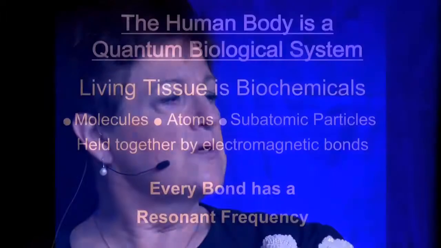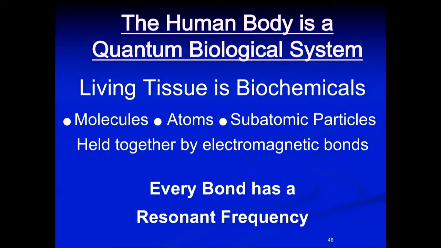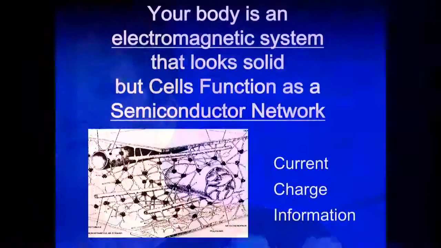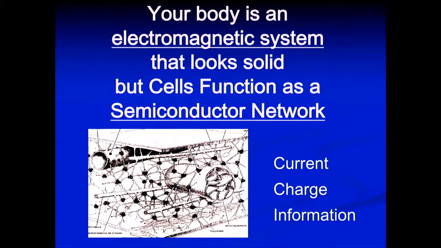We went over this yesterday. Your body is a quantum biological system. Living tissues are biochemicals that are held together by electromagnetic bonds, and every bond has a frequency at which it resonates, okay? Every bond has a resonant frequency. So your body is an electromagnetic system that looks solid, but the cells function as a semiconductor network. They convey current, charge, and electrical information. And your information field is in that semiconductor.